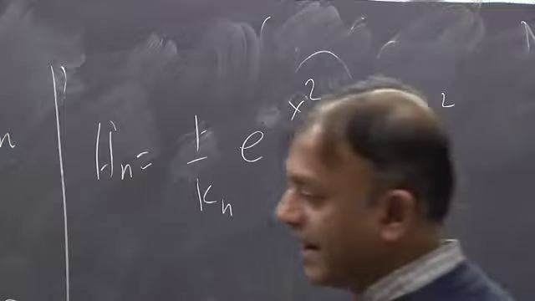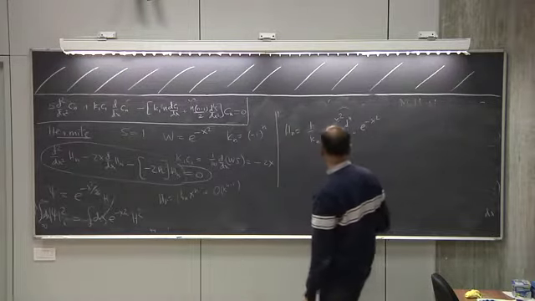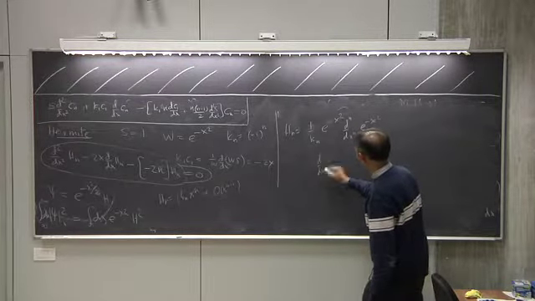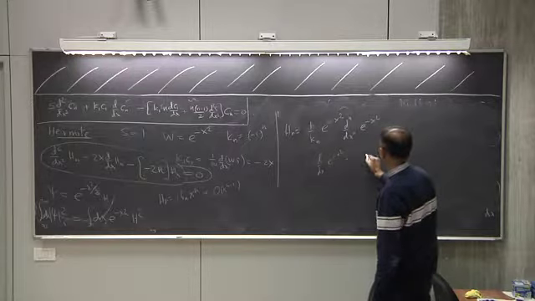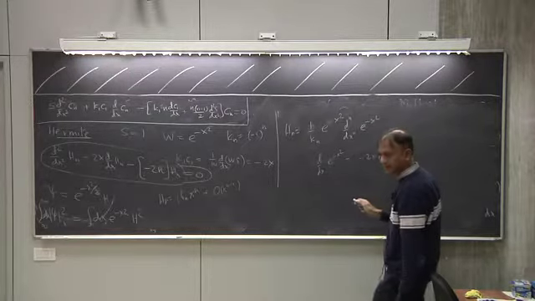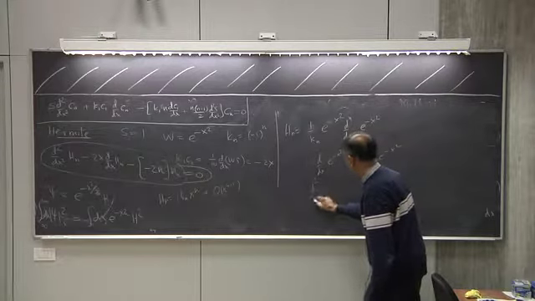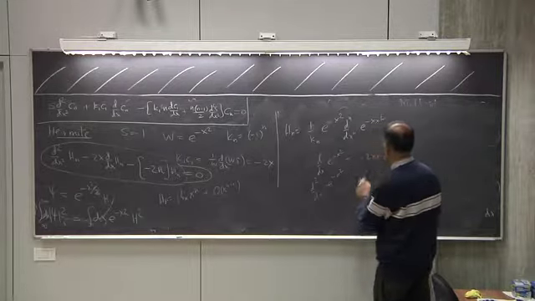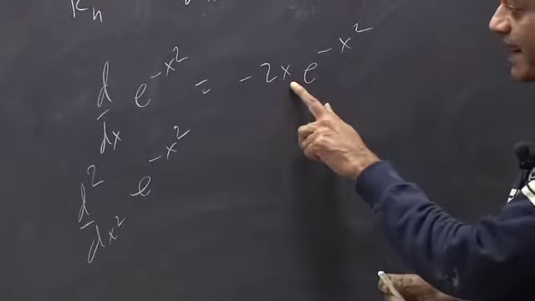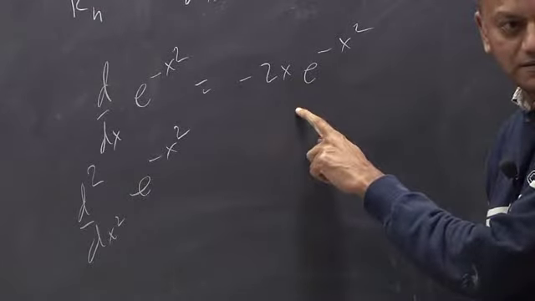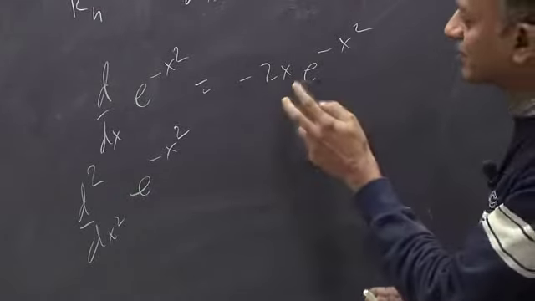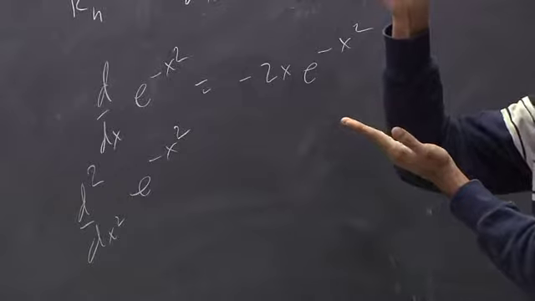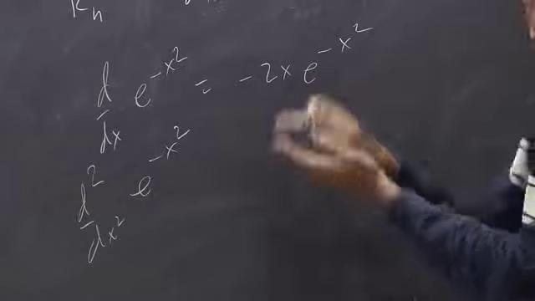And I want to look at the x to the n term. How can I get the x to the n term? Remember how it worked: d by dx acts on e to the minus x square and gives you minus 2x e to the minus x square. When I apply the second derivative, there are two ways it can act. A derivative can act here or there. When it acts on the polynomial factor, it reduces the degree of x. But when it acts on the exponential, it brings down a 2x again, so it increases the degree of x.